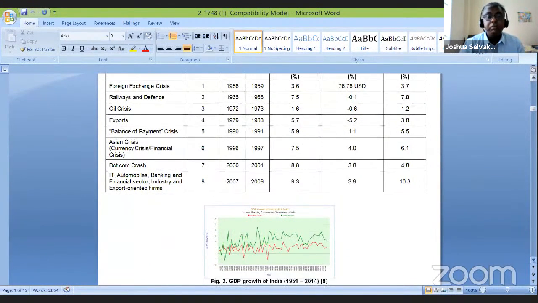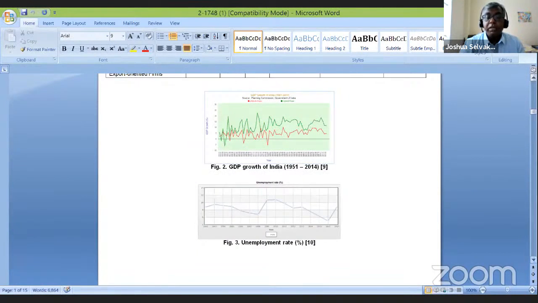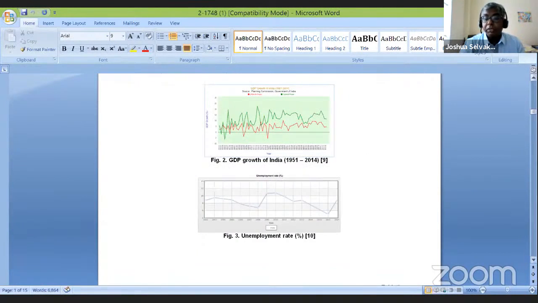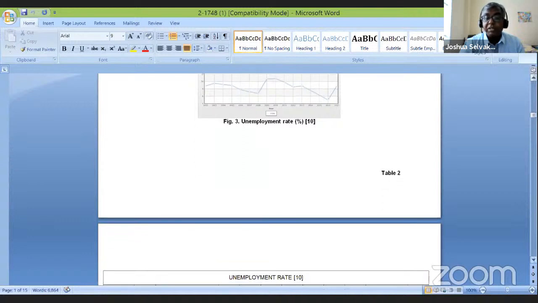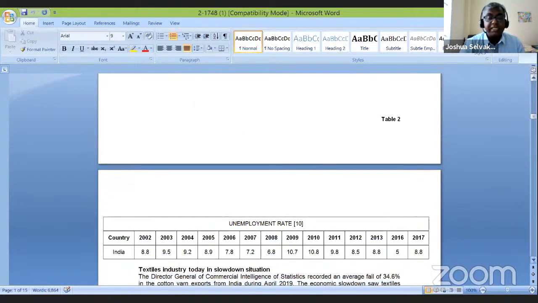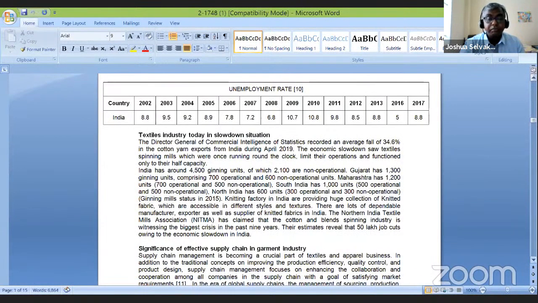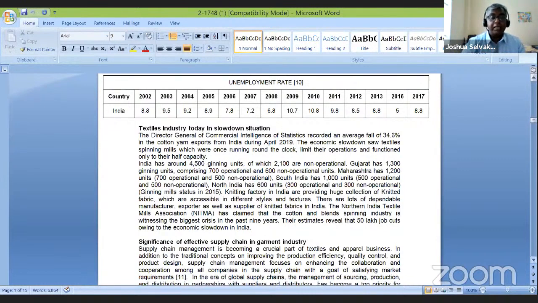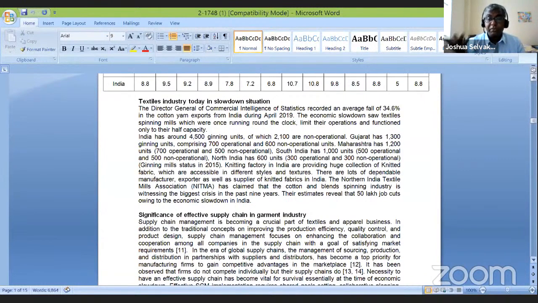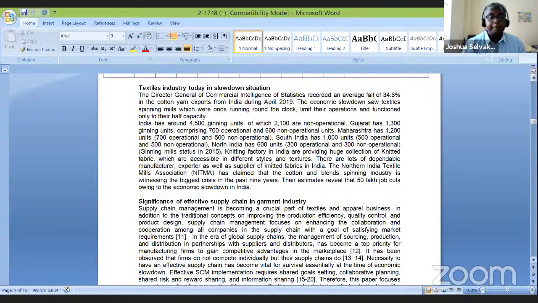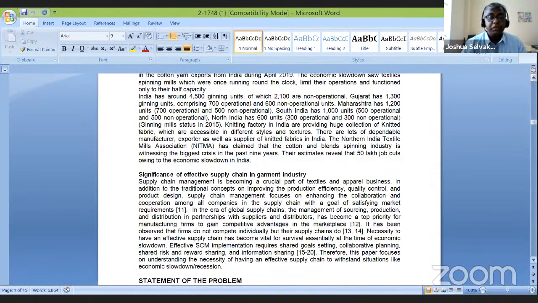I have put the GDP growth rate of India from 1951 to 2014, the unemployment rate, the unemployment statistics here, and the textile industry today in the slowdown situation. Okay, how the textile industry is slowly slowing down. I told you in the first session that many of the textile manufacturers have moved to Bangladesh and Vietnam, and even to Sri Lanka, such a small country, and they have moved there. So what is leading to this?